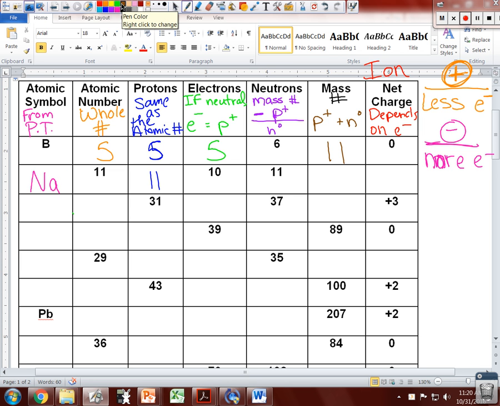All right, so let's do our mass number because that's going to be really easy. What 2 numbers do you add together? 11 and 11, protons and neutrons, which is how much? 22. Everybody okay with that? And then the last one is the charge.